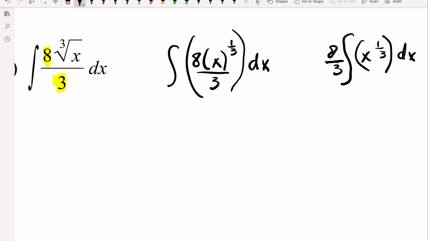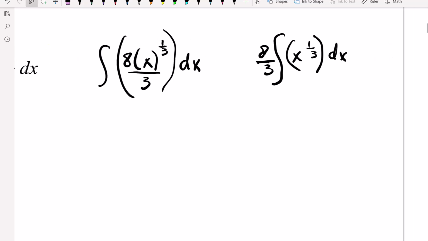So there would be two different ways to do that. And I could go ahead and show you both. So I'll do it this way first. So we're going to add 1. Whoops, 1 is 3 over 3.